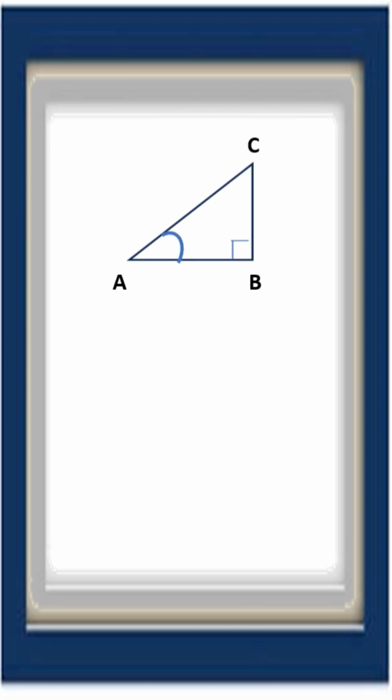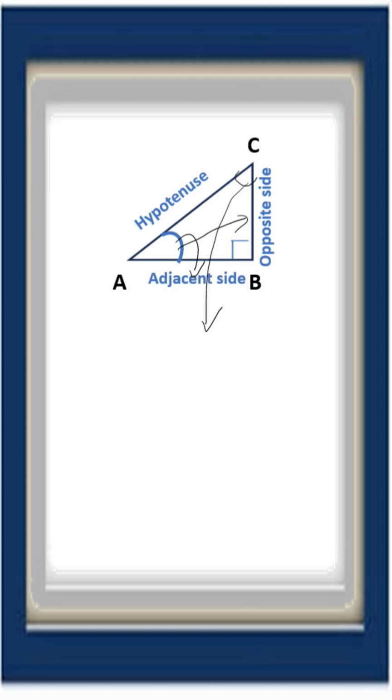Now let us name the sides of the right angle triangle ABC. The longest side AC is hypotenuse, which is also opposite to right angle. The side opposite to angle A is opposite side. If you take angle C as the reference angle, then AB is the opposite side. The side adjacent to angle A is adjacent side, so AB is adjacent side. If you take angle C as reference angle, then BC is adjacent side.